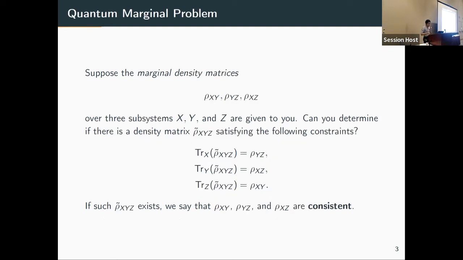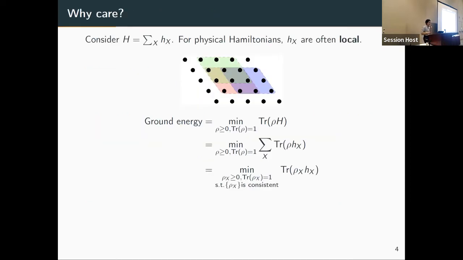As you can imagine, there is a very straightforward quantum version of this problem. This is known as the quantum marginal problem. Here, basically, you replace the marginal probability distributions with marginal density matrices. For example, you're given density matrices over XY, YZ, and XZ, and you want to decide if there is a global state, let's say rho tilde XYZ, which is compatible with this given data. Again, if such a global state exists, we say that these marginal density matrices are consistent. You might be wondering, this is kind of a strange question, so why should one even care about this?